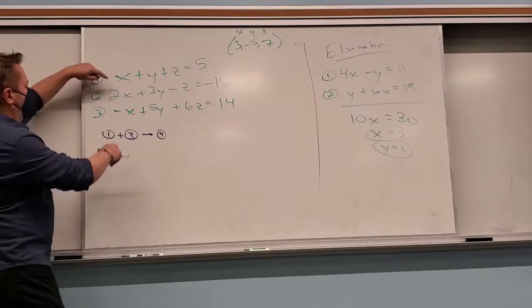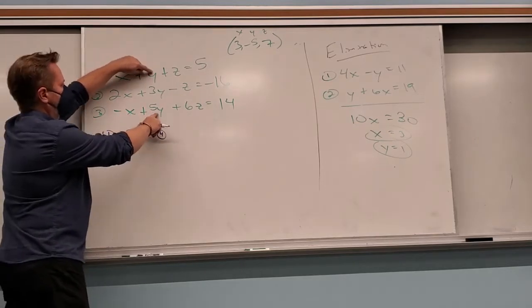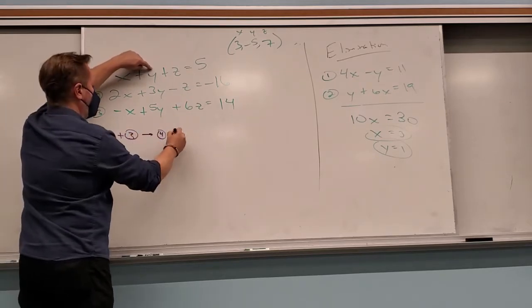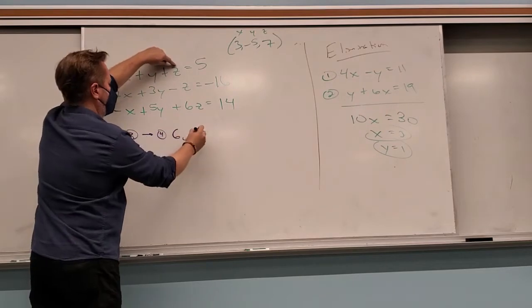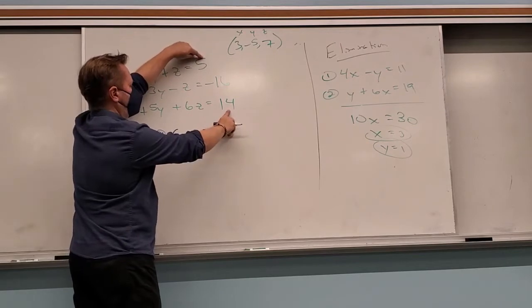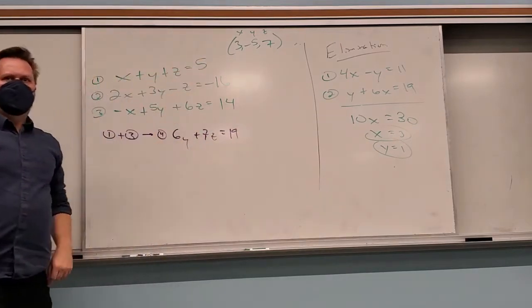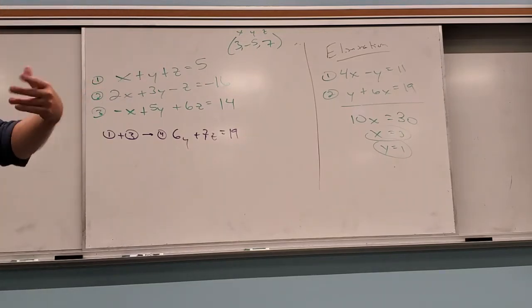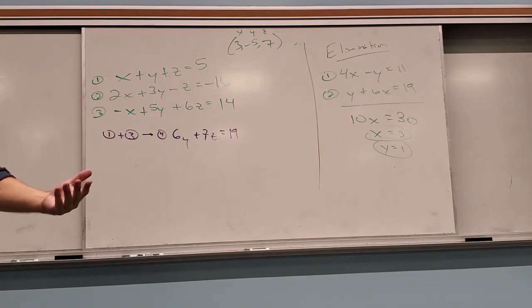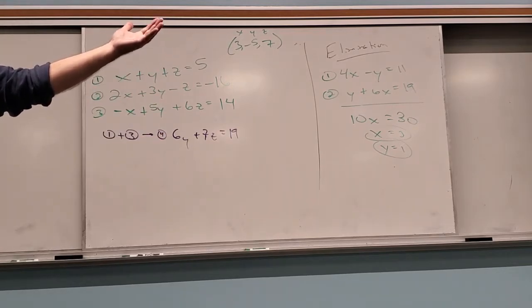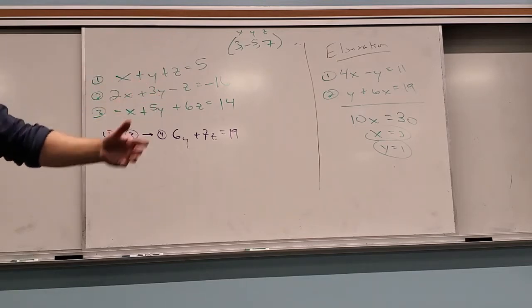So what do I get when I add 1 and 3? The x's cancel, right? Add 1 and 3, what do I get? 6y plus 7z. All right, 7. Calm down. 9. All right. That equation is much better than any of the other 3 because it has less unknowns. Makes total sense.